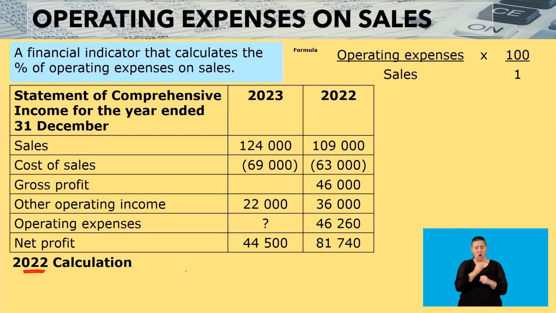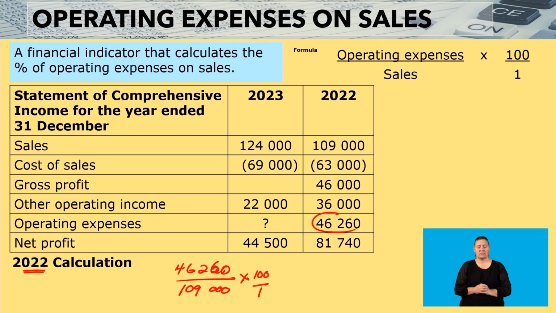In the year 2022, our operating expenses are 46,260. So if I'm to calculate for the year 2022, I'll take my 46,260, and then I divide it by my sales. My sales is 109,000. Then I multiply everything by 100 over 1.